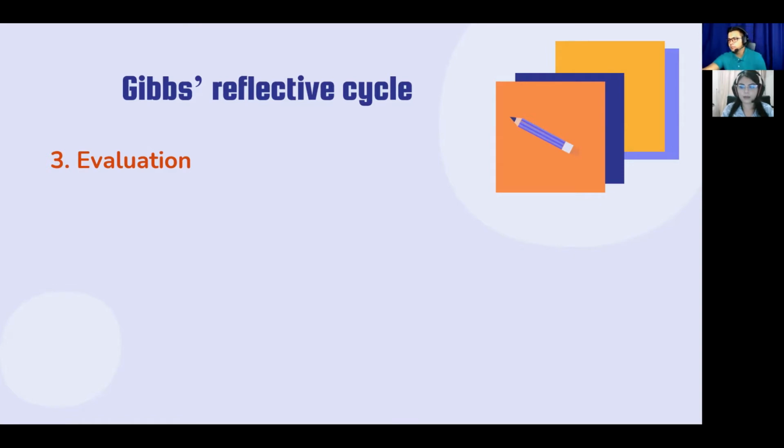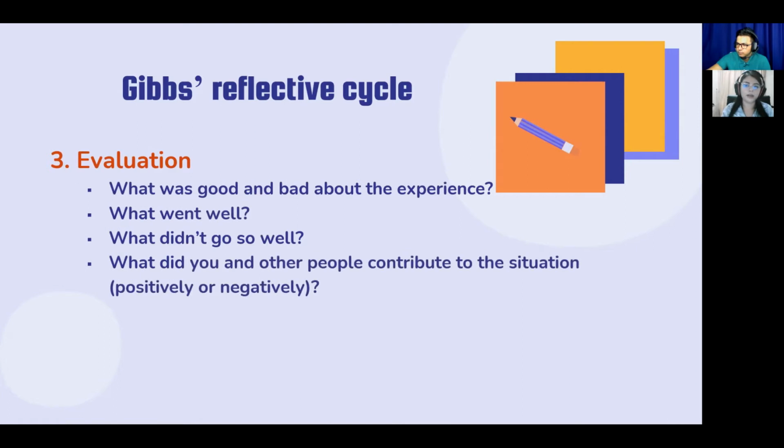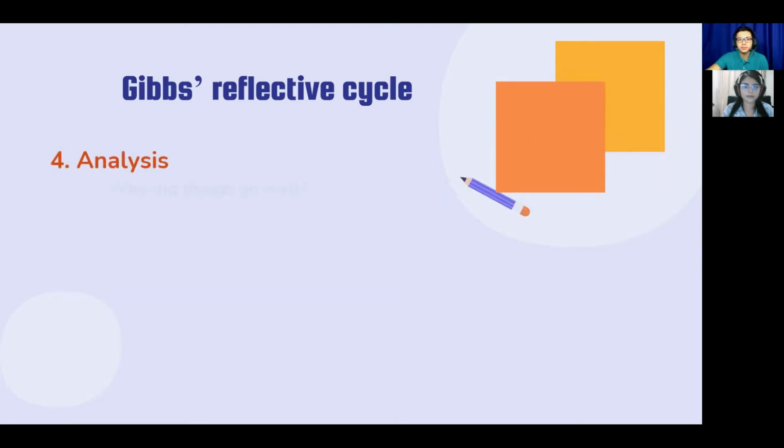And we also have some questions that can help you come up with the evaluation part. So, what was good and bad about the experience? You can describe what moment went well and what moment didn't go well. What did you and other people contribute to the situation in a positive way or in a negative way? Good questions. We can have more questions, right? We can come up with more questions. Exactly. We are going to share in the resources a document in which you can find more questions. Nice. Let's go to the fourth.